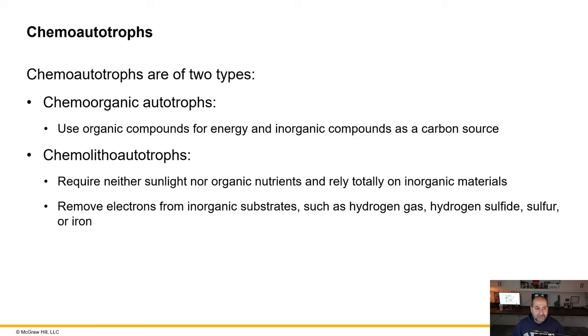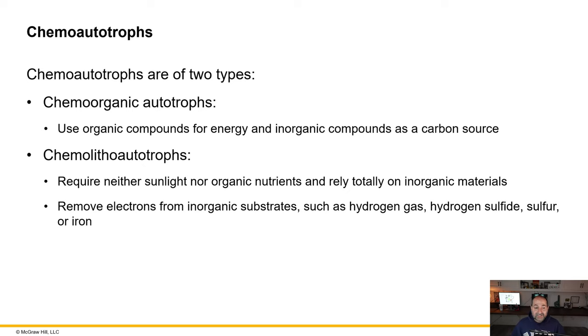There are chemo-organic autotrophs and chemo-litho-autotrophs as well. Chemo-organic autotrophs use organic compounds for energy, but inorganic compounds as a carbon source, while chemo-litho-autotrophs require neither sunlight nor organic nutrients and rely totally on inorganic materials.